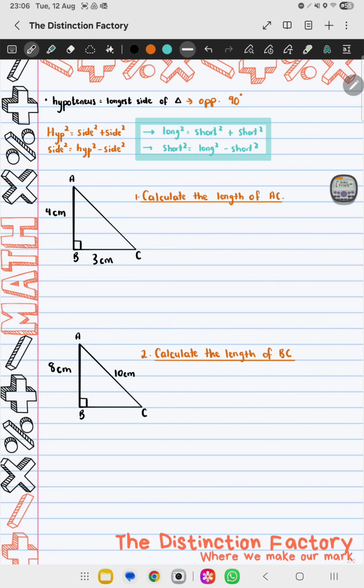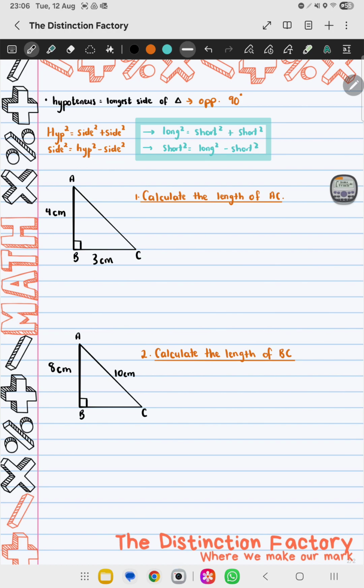To solve for it, we have two formulas. The second formula is derived from the first formula, which is our main one. It says that if you need to get your hypotenuse squared, you just add up the squares of the other two sides that are given to you. They came up with the second formula by just taking this side squared across the equals sign, and it will then become subtraction on the other side, which is what we have here.